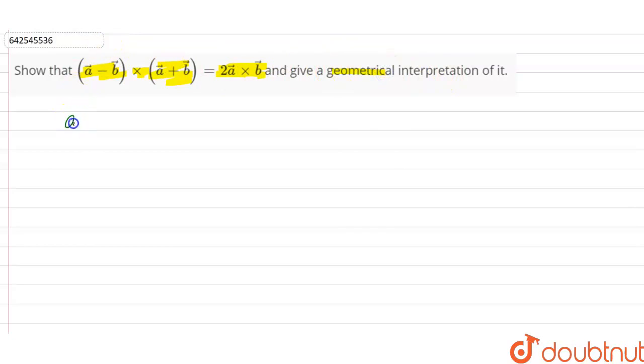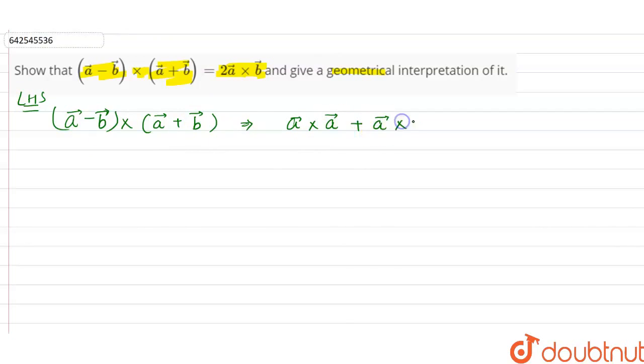So firstly, (a vector minus b vector) cross (a vector plus b vector) is the left hand side, right? This can be written as a vector cross a vector plus a vector cross b vector minus b vector cross a vector minus b vector cross b vector. Now a vector cross a vector is equal to 0, so we can write it as 0. Here also it will be 0.